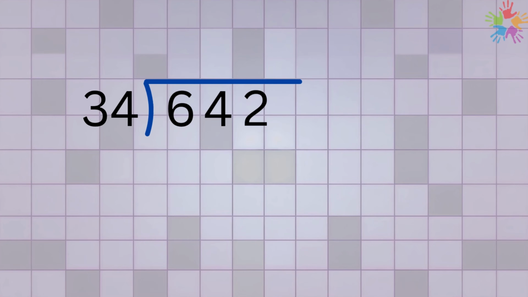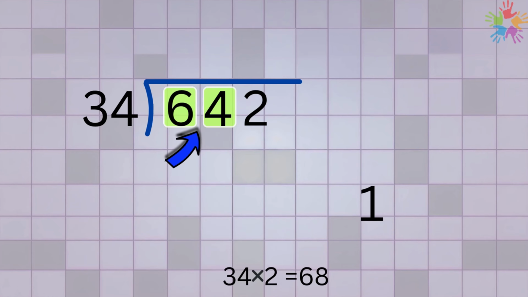Okay, as always, we have to go digit by digit. So like before, we have to look at the first digit, 6. But the divisor is bigger than the 6, so we combine the next digit. Now we ask, how many times does 34 go into 64? We estimate that 34 goes into 64 one time, because 2 times would be 68, which is too much. So we write down the number 1 as the first digit of our answer.